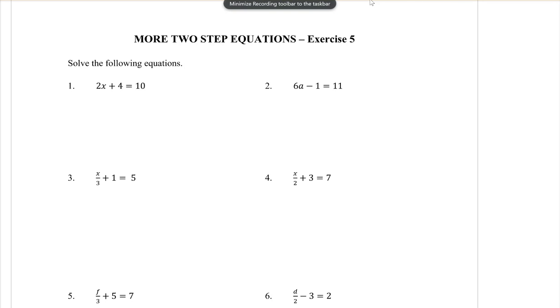Grab your theory booklets out, please. And we're on page 10. All right, so we are doing more two-step equations, but there will be some slightly different types appearing in here, so we do need to be a little bit cautious. Let's go through our theory.